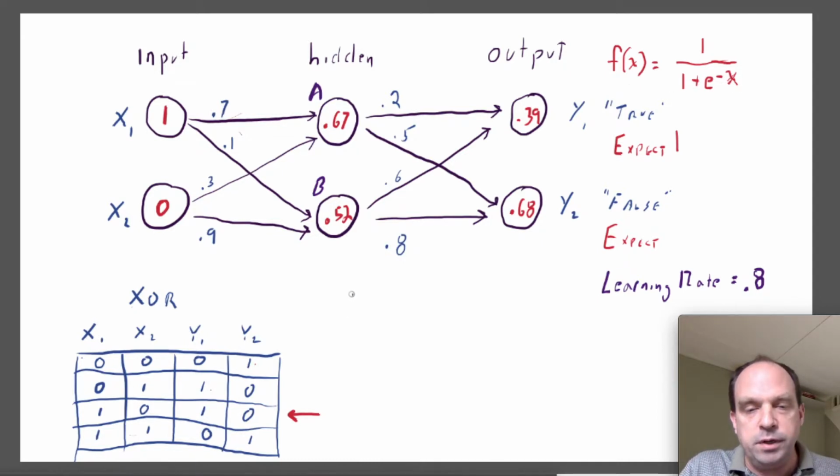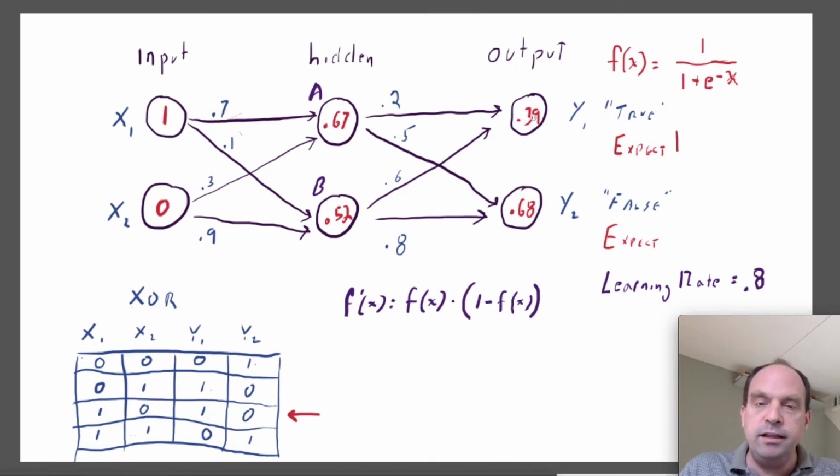So the derivative, which we call f prime of x, turns out to be just f of x times 1 minus f of x. And since we already calculated f of x, that's the value for each node, we're actually going to simplify this. We're going to say f prime of x will end up equaling the value at the node times 1 minus the value. And this is the function we're going to use.